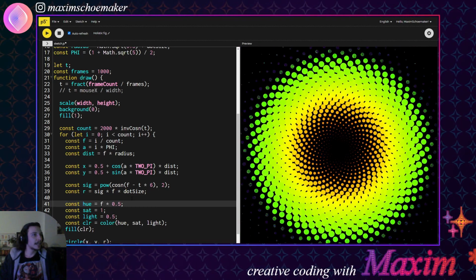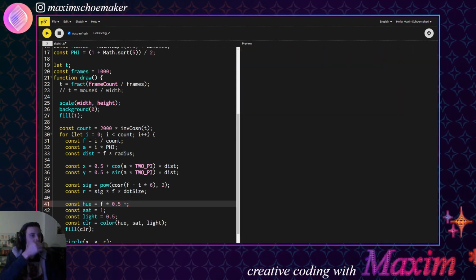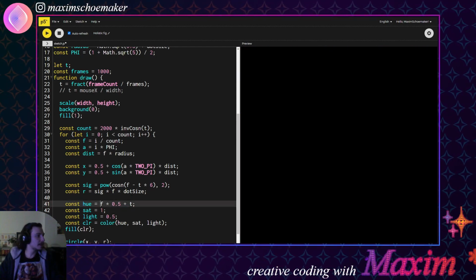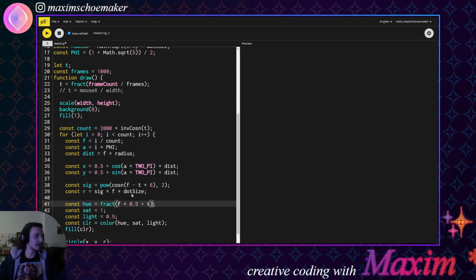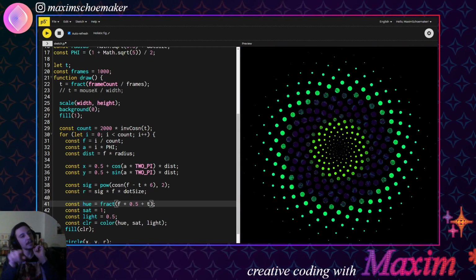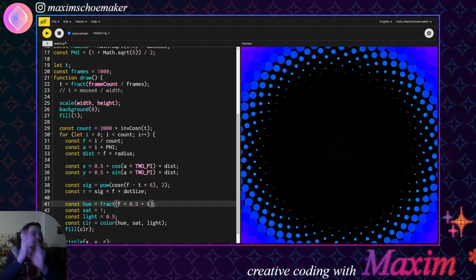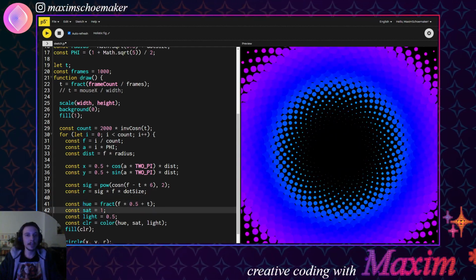Now you can see that it's always the same colors, and I want to change this over time because it's red in the middle and green on the outside. So if I add the time, and I want to take the fract again so that it doesn't go over 1. It's a circular value, so if it goes further than 1, then it goes back to 0. 1 and 0 have the same value, both red. Alright, starting to look better.